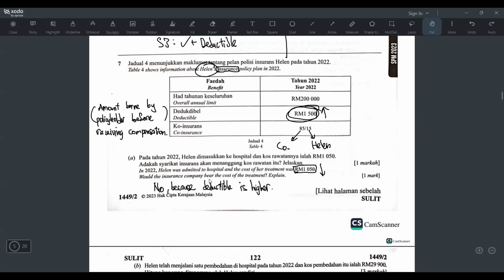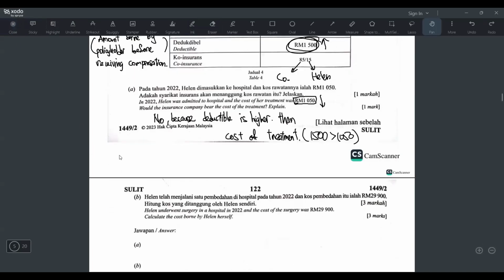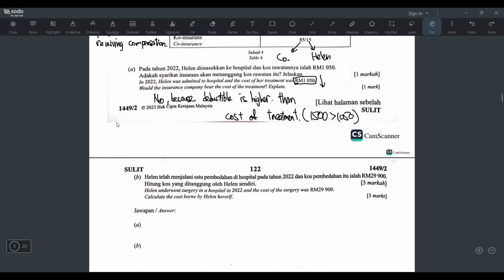So because deductible is... Actually, I should write deductible value is higher than the cost of treatment. Yeah, than cost of treatment. And I will write in bracket 1500 is greater than 1050 like this. Okay, 1 mark for this. Okay, now let's do B.